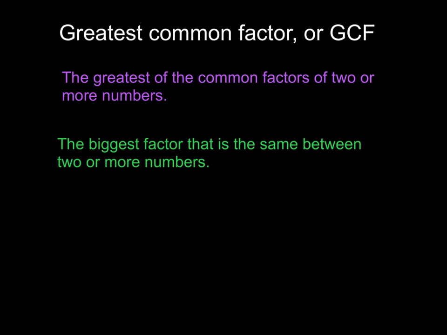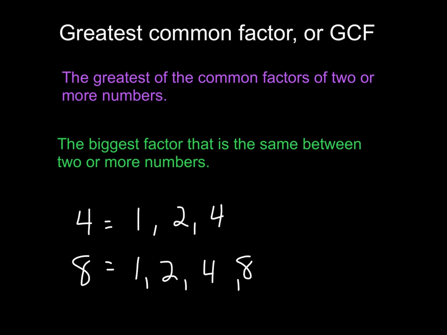It's the biggest factor that's the same between two or more numbers. So let's take a look at what that looks like with a couple of simple numbers like 4 and 8. Okay, so the factors of 4 I know are 1 and 4, because 1 times 4 equals 4, and I know 2 times 2. So 1, 2, and 4 are the factors. I know the factors of 8 are 1 and 8, so 1 times 8. I know 2 and 4 are also factors. So these are the factors of 4, and here are the factors of 8.